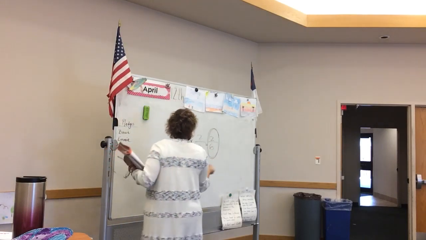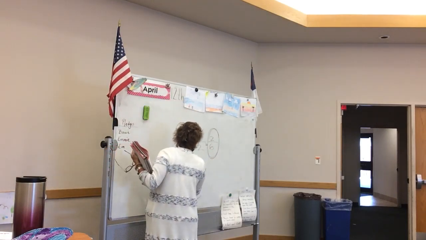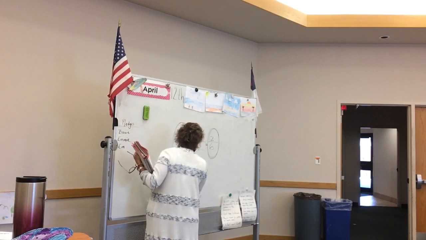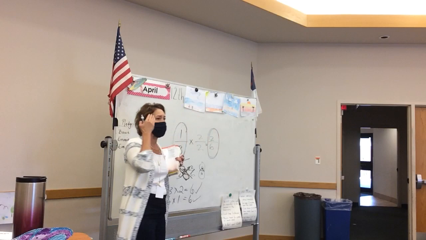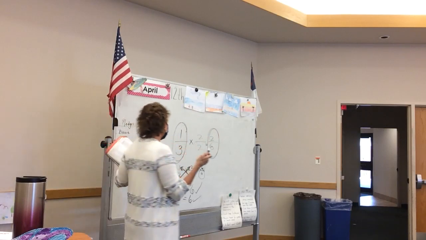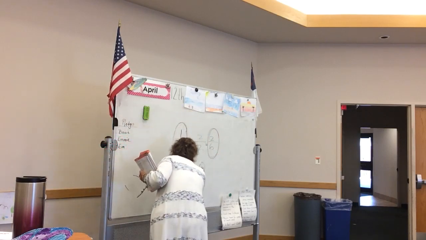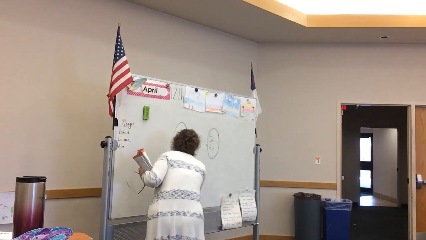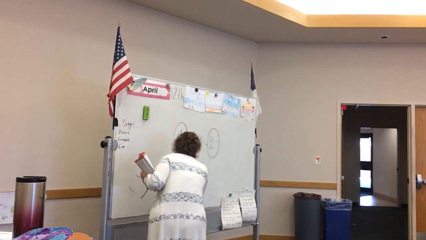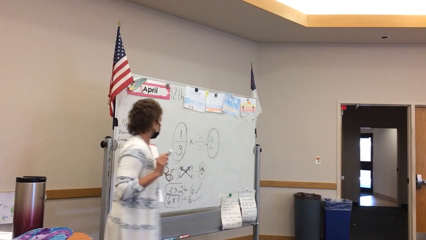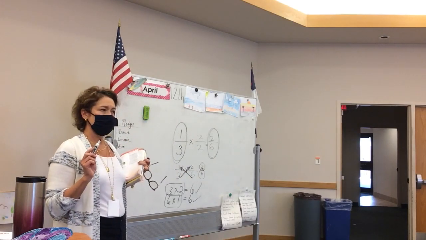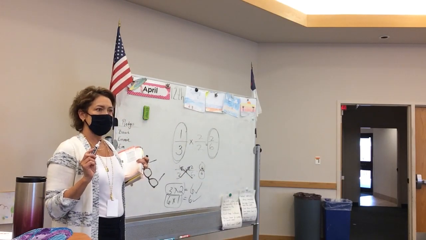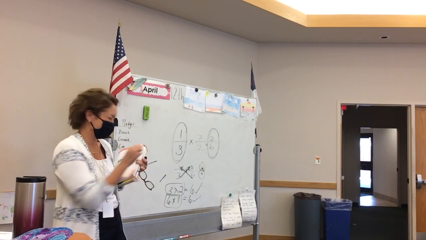I would highly recommend writing little arrows so you know exactly what you are working with. Visually, work it out. And then write it out down here. 6 times 1, 3 times 2, 6. All right?